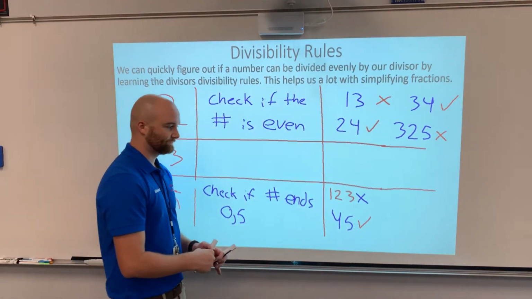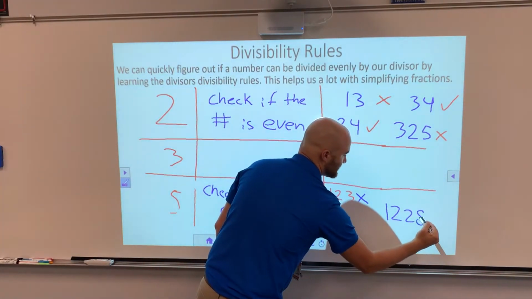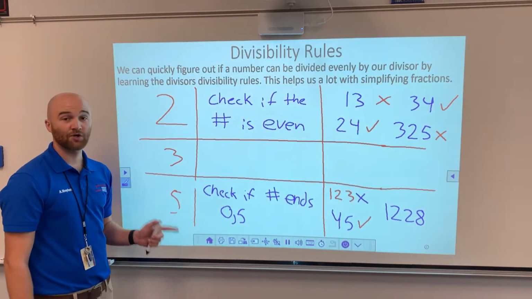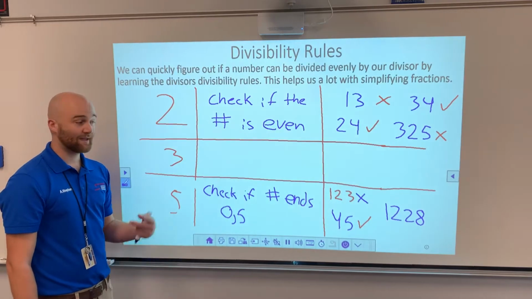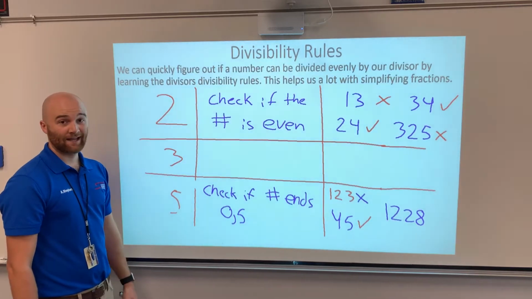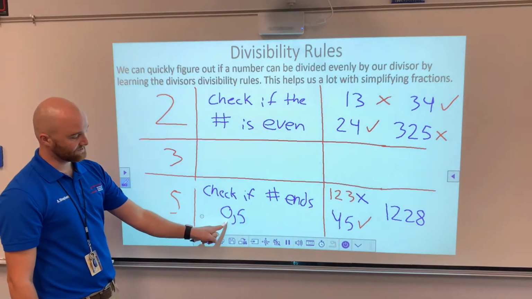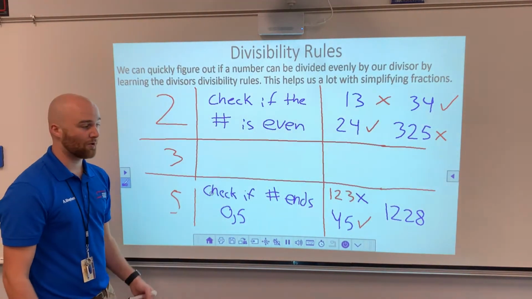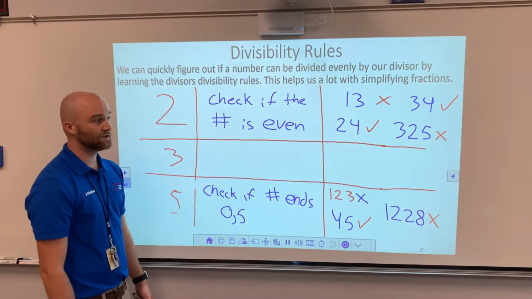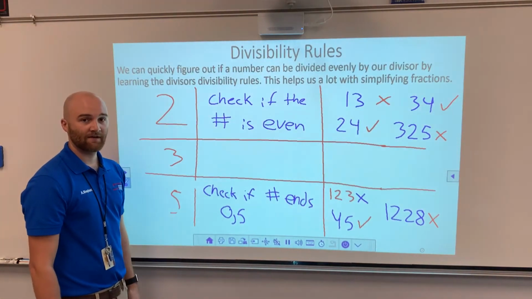Let's try one more. 1,228. Do you think that's divisible by 5? Without doing any dividing, are you going to get a nice, neat number? Or are you going to have some extra stuff, like a remainder or decimals or fractions? I think we're going to get some extra stuff because it's not divisible by 5. I know that because it doesn't follow my rule. It doesn't have a 0 or a 5. Because it doesn't have a 0 or a 5, I know that is not a good choice for us. 1,228 is not divisible by 5.